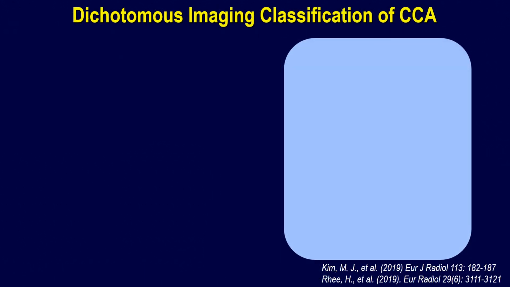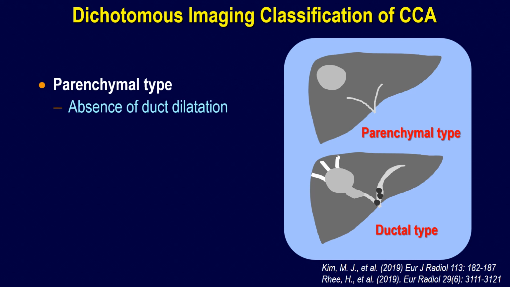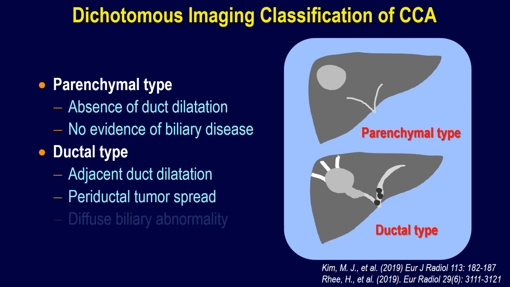In our dichotomous imaging classification, we classified cholangiocarcinoma into parenchymal type and ductal type based on imaging appearances. The parenchymal type was defined by absence of duct dilation or other evidence of biliary disease. The ductal type was defined by presence of adjacent bile duct dilation, periductal tumor spread, or diffuse biliary abnormality such as dilation or intrahepatic stones.